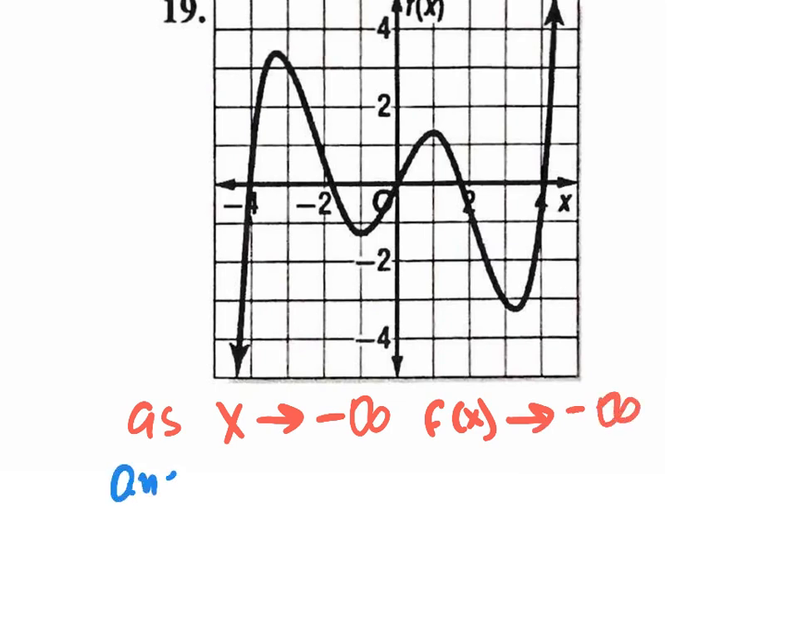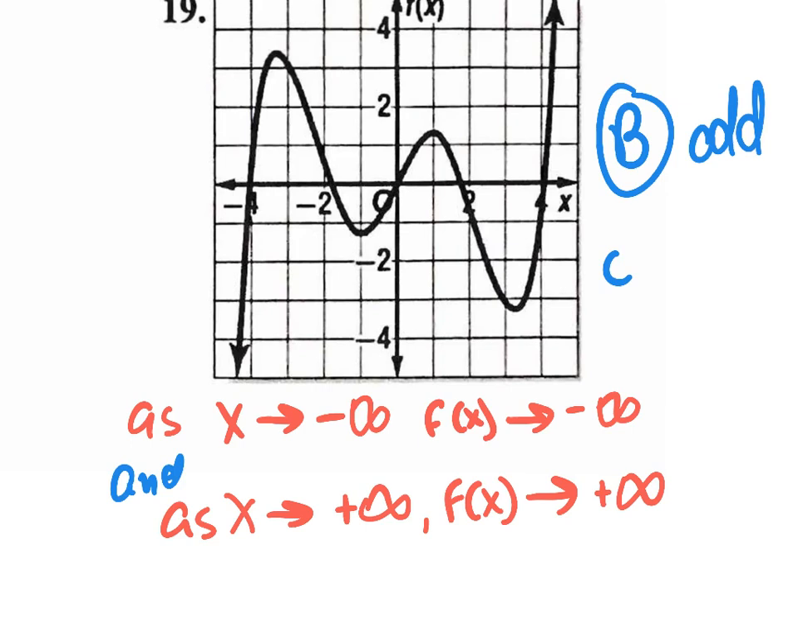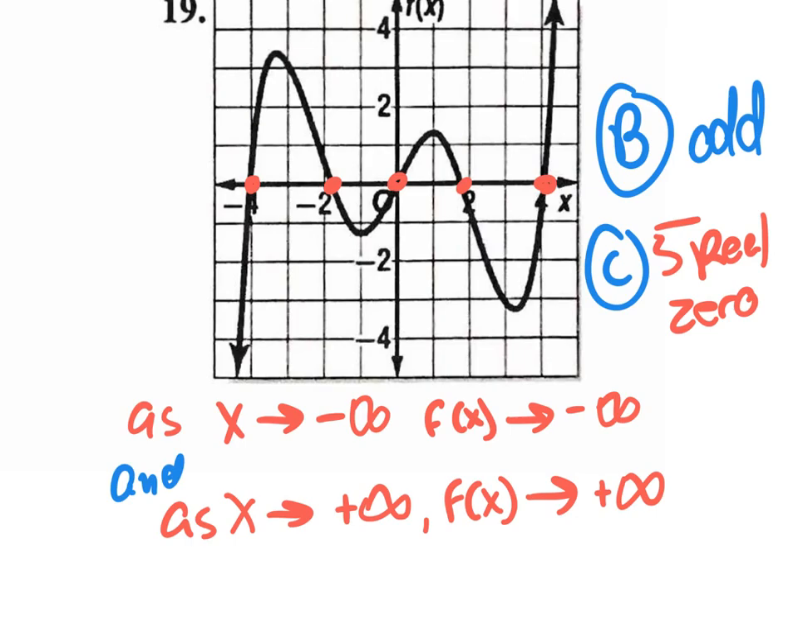And we're going to say, and as x approaches positive infinity, what happens with f of x? It approaches positive infinity as well. Now, is this going to be an odd degree function or even degree function? Odd. And part C, how many real zeros does this have? 1, 2, 3, 4, 5. 5 real zeros. 5 real answers, 5 real x-intercepts.